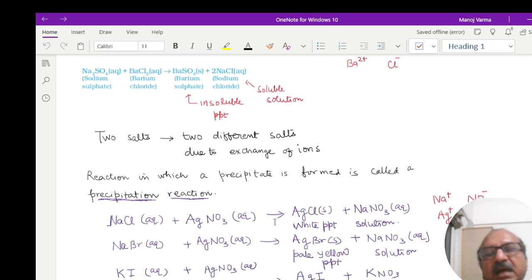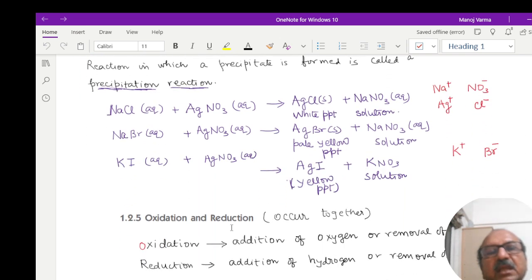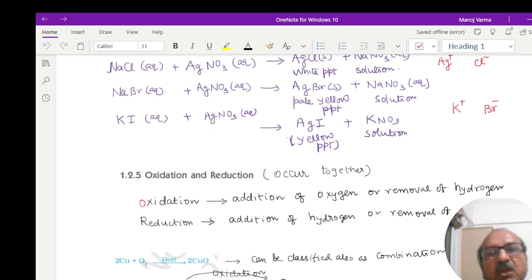These are some more examples of precipitation reactions. Oxidation and reduction always occur together because oxidation cannot occur and reduction cannot occur only on their own. So they always occur together. Oxidation is the addition of oxygen or the removal of hydrogen. Reason being that oxygen is negative in nature and hydrogen is positive in nature. Therefore, the addition of oxygen is similar to the removal of hydrogen. Opposite definition is applicable for reduction.